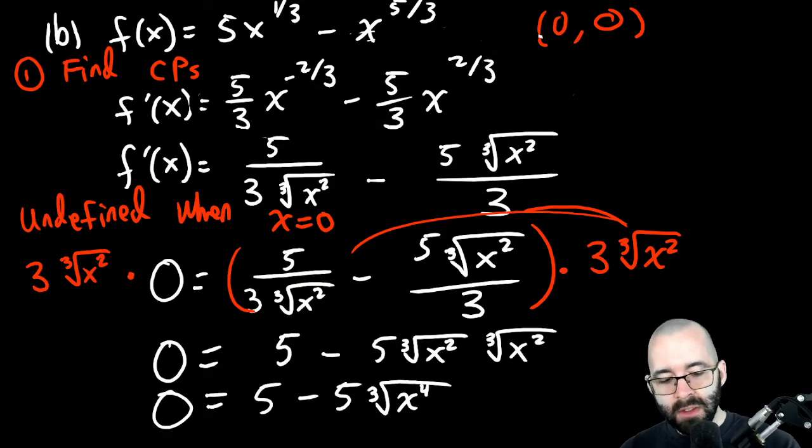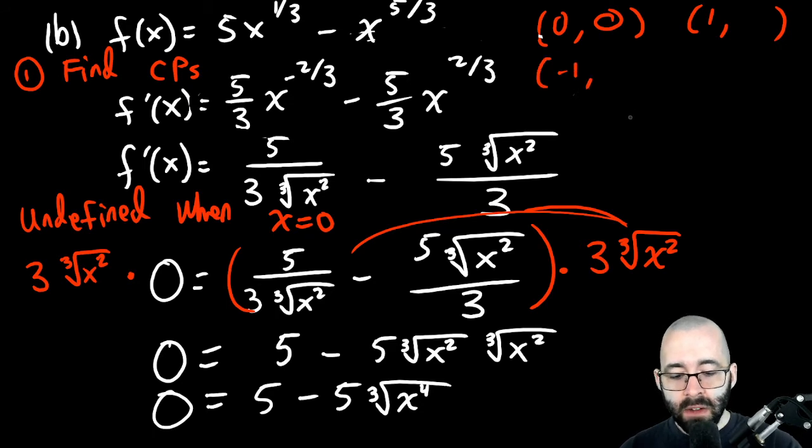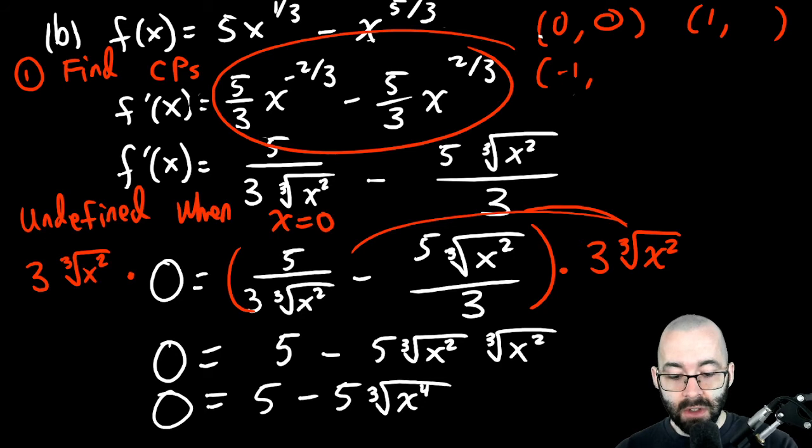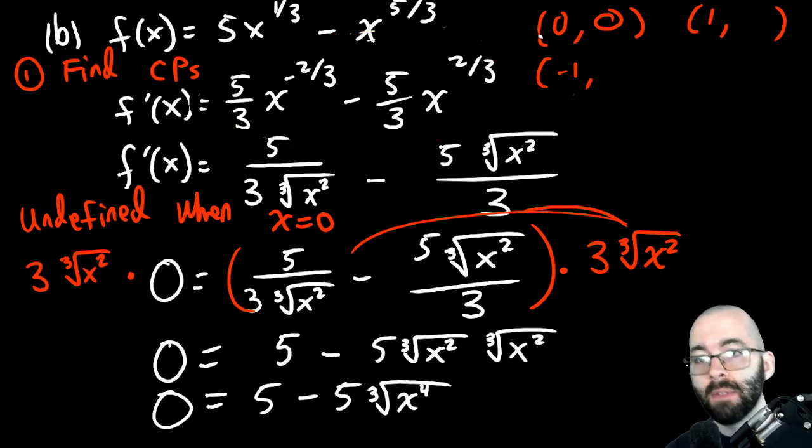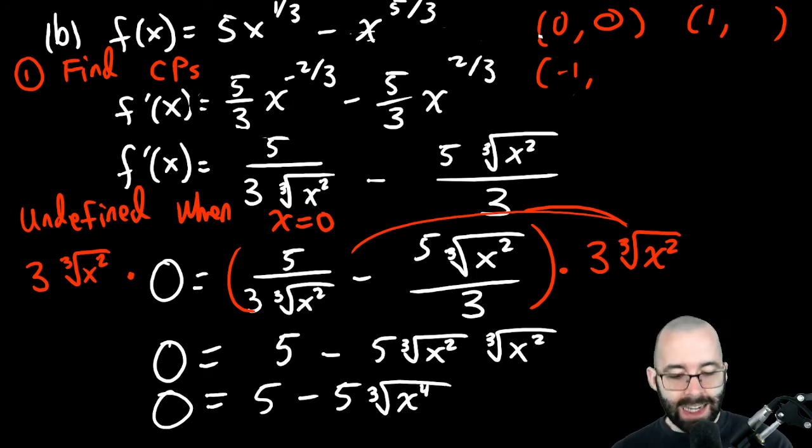So critical points at 0, 1, and negative 1. Sorry, the derivative is an even function. The original function is not an even function. So we plug in 1 here. We're going to get 5 minus 1. Again, I suggest you use a calculator, but to save time, I will not be using a calculator. 5 minus 1 is indeed 4.